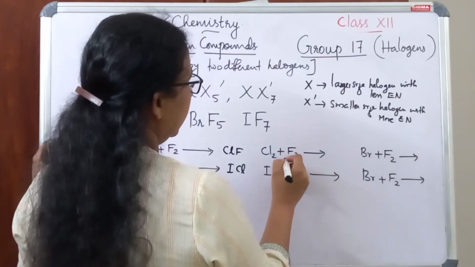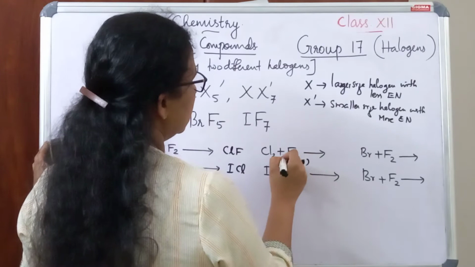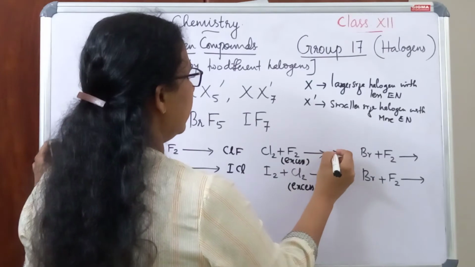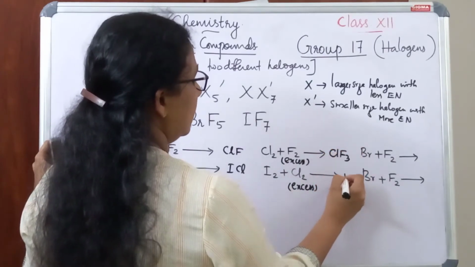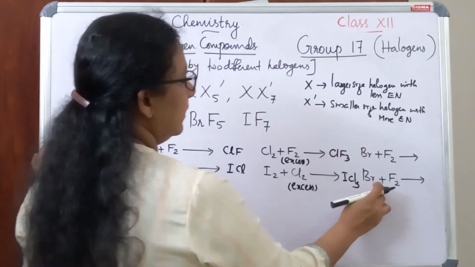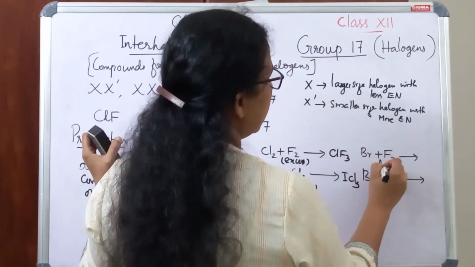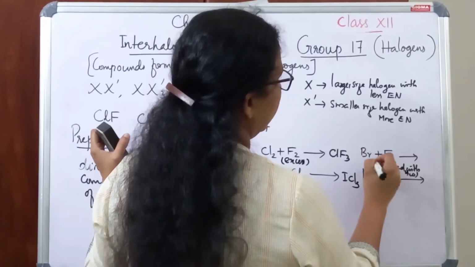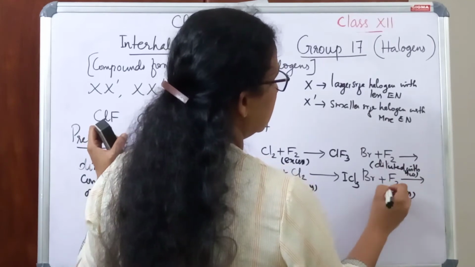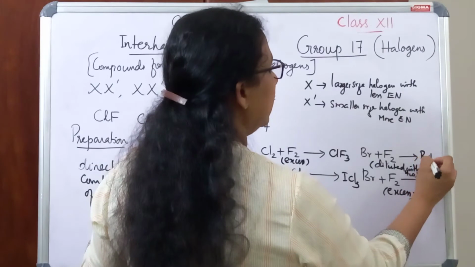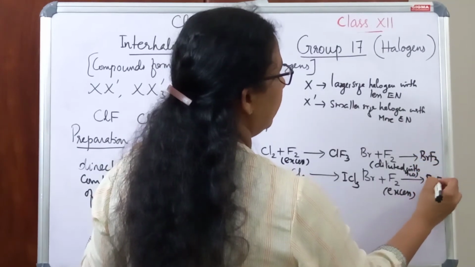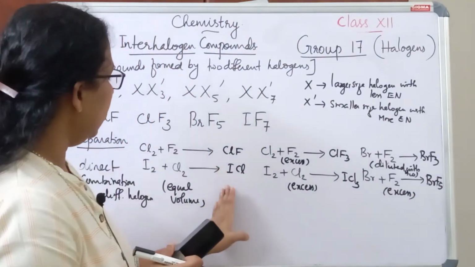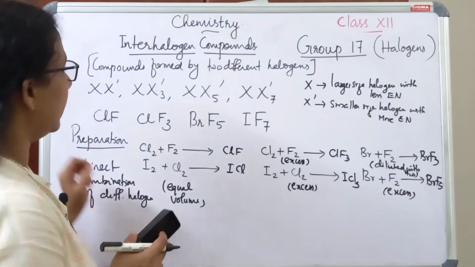Then the next case, Cl2, F2, I2, Cl2. Here F2 is to be taken in excess, Cl2 is also to be taken in excess. So in that case we will get ClF3 and ICl3. Then in this case it is diluted with water, and here F2 in excess. That is a condition. Here we will get BrF3. Here it is BrF5. So these are the products. So these equations are important. You need to balance all these equations. So this is about preparation.